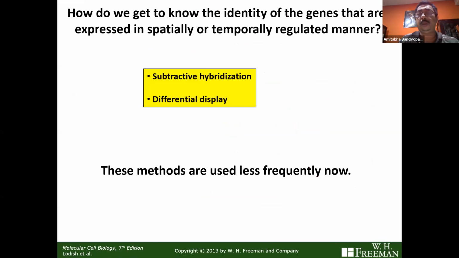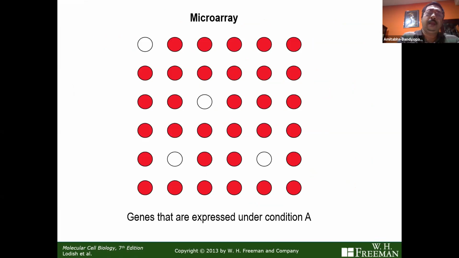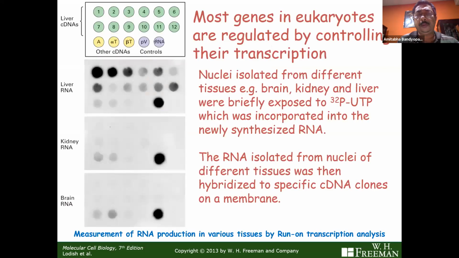I'm not going to get into the subtractive hybridization or differential display, because those methods are no longer used. If you are specifically interested, I will explain it to you during one of the discussion classes, but these are not really used. The method that all of you have heard about and you have some idea about perhaps is called microarray. So what is a microarray? Microarray is just a high throughput version of this.